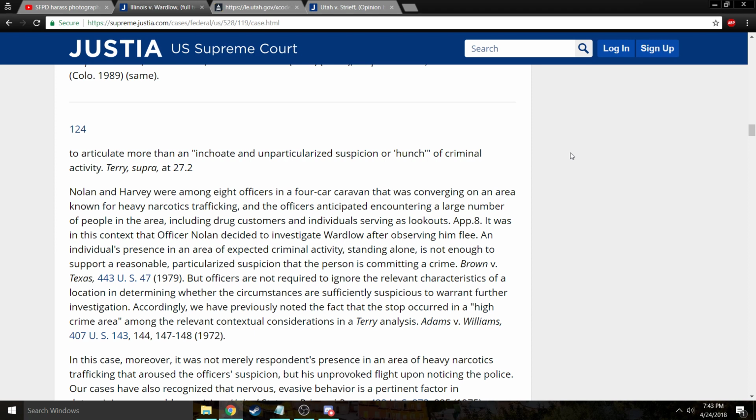In Illinois v. Wardlow, they went into a high crime or a high incident of narcotics trafficking area.